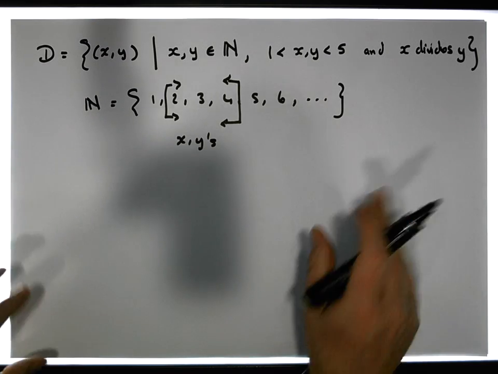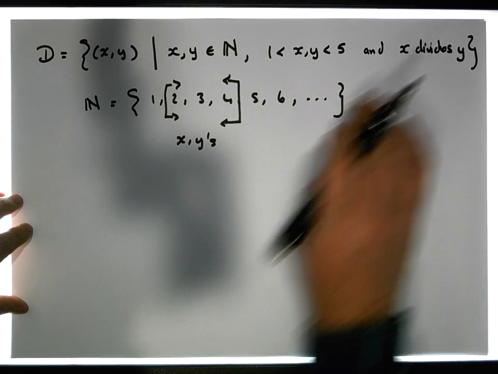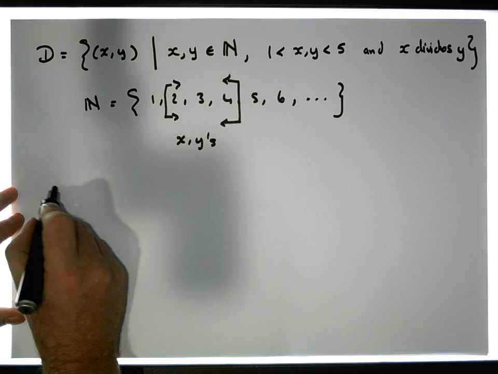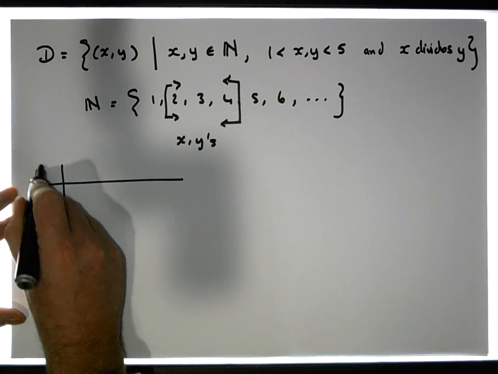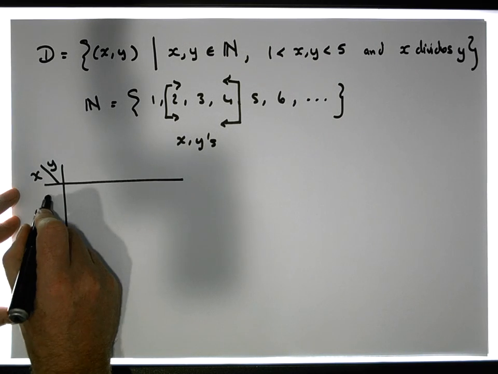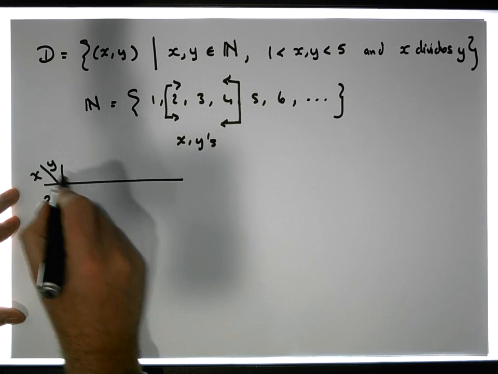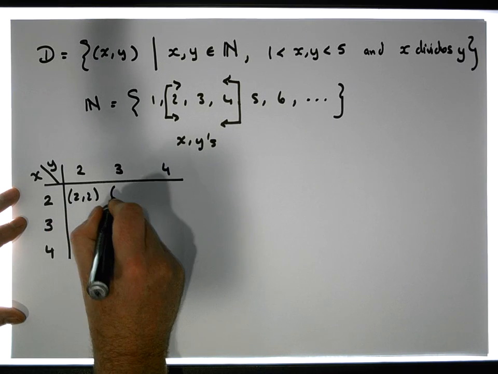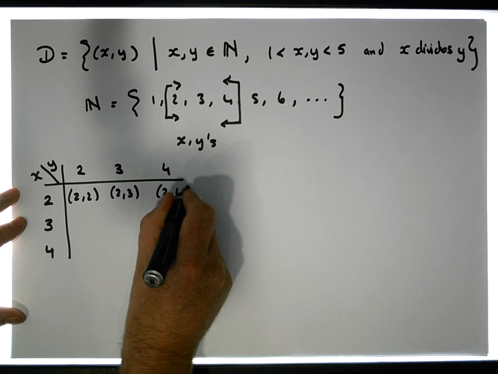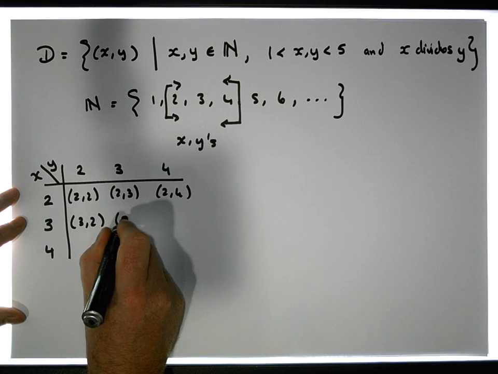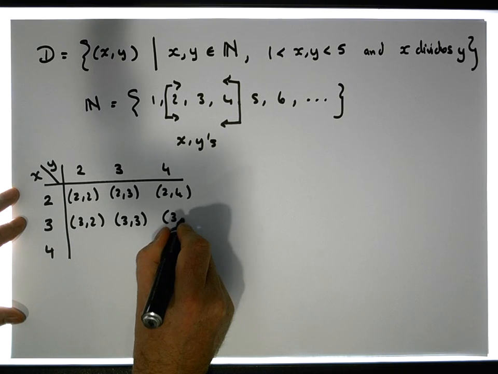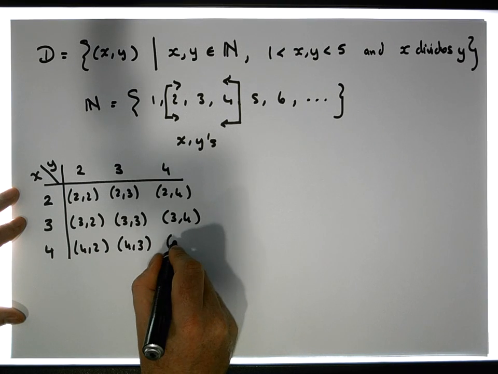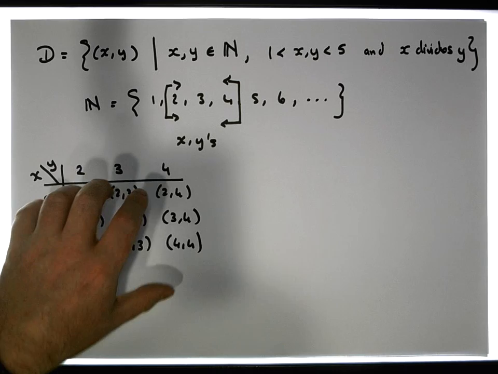Okay, we'll come back to this particular thing here, but let's do the cross product. Let's see what all of these things would look like without this condition. So what we'll do is we'll do our cross product. I'm going to put my x's down here, my y's. My x's are 2, 3, and 4. My y's are also 2, 3, and 4. My ordered pairs are 2, 2, 2, 3, 2, 4, 3, 2, 3, 3, 3, 4. We have 4, 2. We have 4, 3. And we have 4, 4. They're the possible things that could be in here so far.